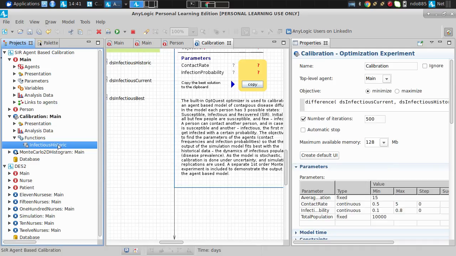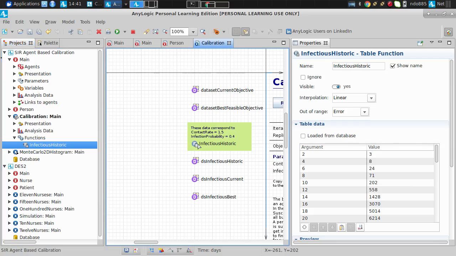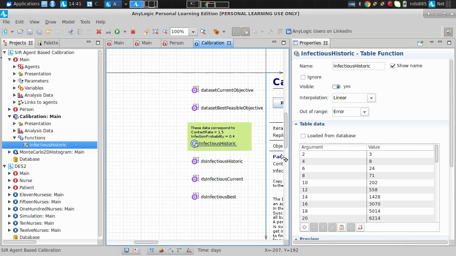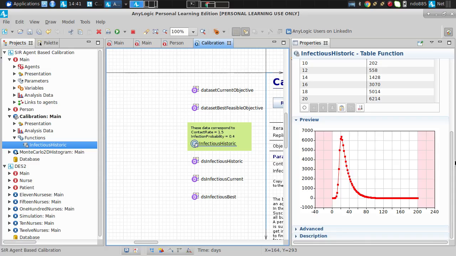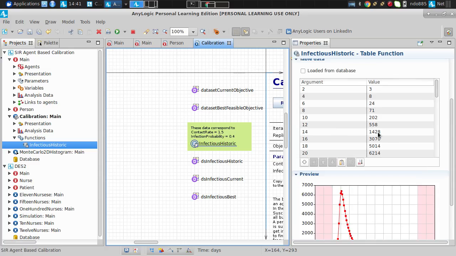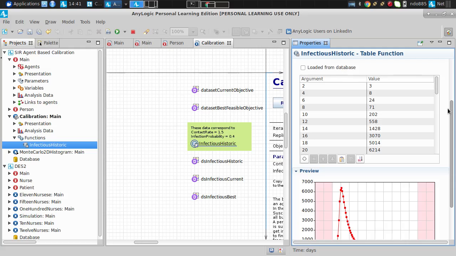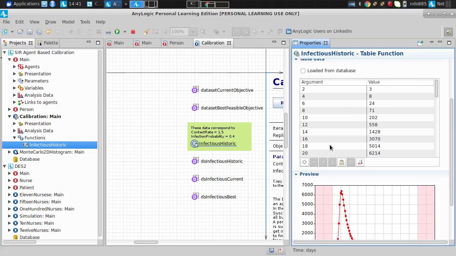Okay, so we'll go there. There it is, over to the left. And this is actually a time series, so it's data over time. There's time 2, 4, 6, 8, etc. And this is the number of people infected at each of those times. And so this is what it looks like. Each of these points corresponds to a particular row here. And so you're going to need to create a similar time series for yours, for the other data set that you're going to be reflecting.